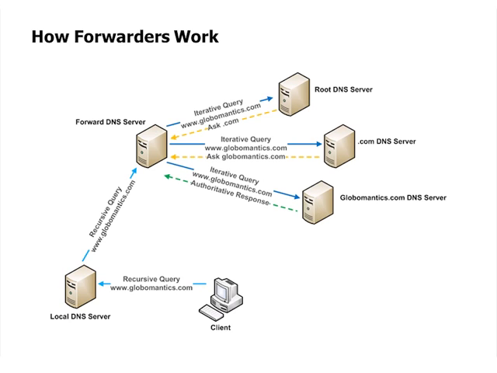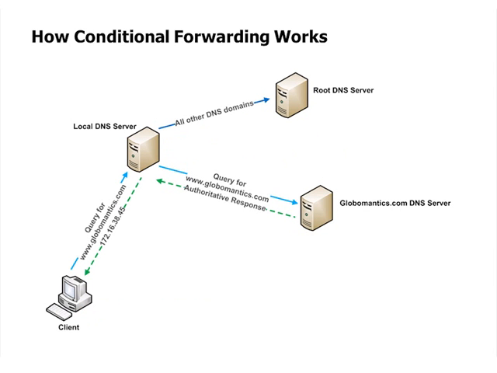That DNS server will then do all the iterative queries out with the root hints and the .com server and the globalmantics.com server. It'll get the answer on behalf of the local DNS server, and send the answer back to that local DNS server, who was doing all this on behalf of the client, so it sends it back to the client. Now that's how regular forwarding works.